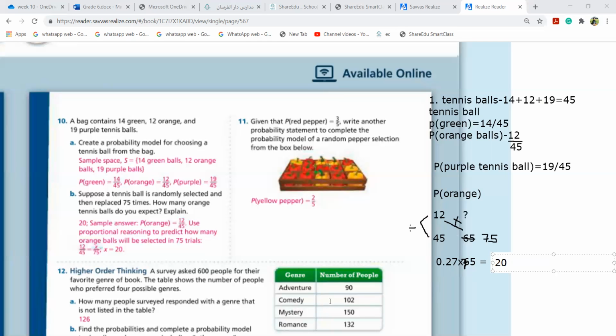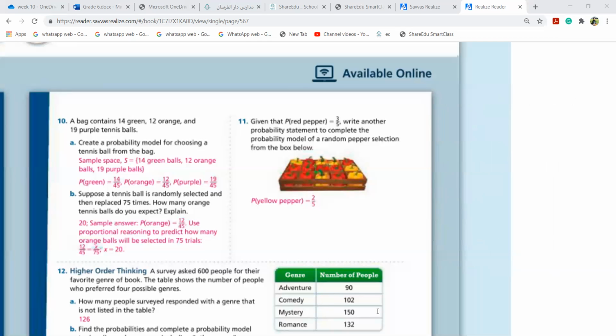Now last we have question number 11. After you finish this, please let me know after you have finished writing all of it. Done. Question number 11. Given that P red pepper, did you finish? Other girls? Miral, come back. Miral, Dana. Okay. Given that P red pepper is 3 out of 5. Write another 3 out of 5.